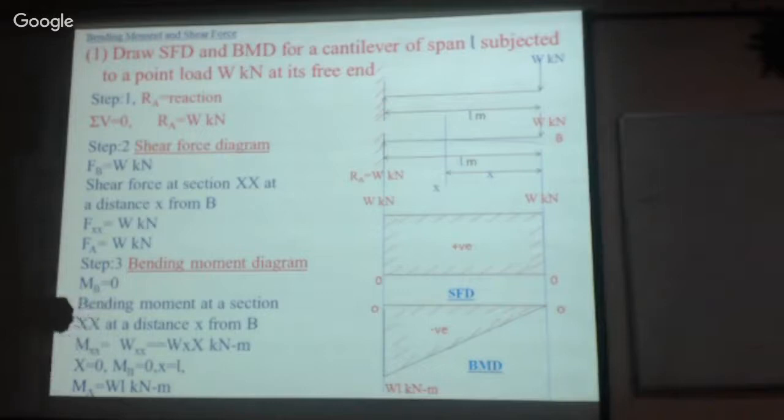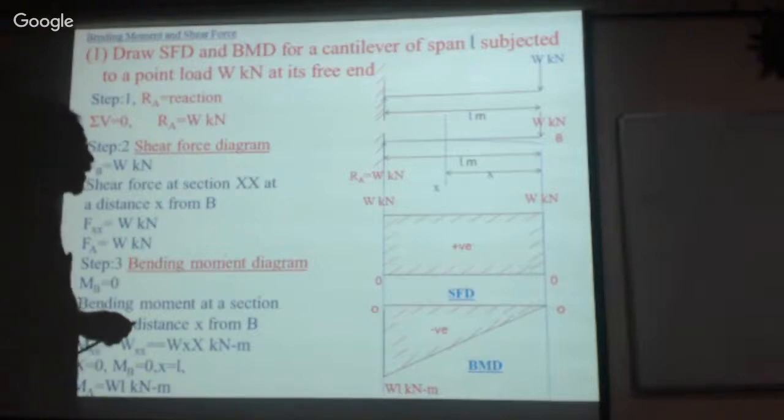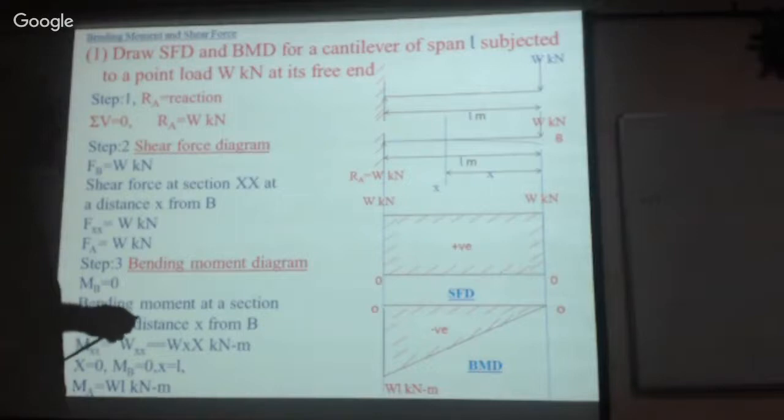And this is step two, calculation of shear force. How to calculate the shear force? Consider a section at any point on the beam from B to A or A to B. The definition says the algebraic sum of all the vertical forces either to the right side or to the left side is the shear force. Let us consider the left hand side section. W kilonewton is acting upward. According to our sign convention, the resultant W is acting upward, therefore it is positive. If we consider the right hand section, the sum of all the vertical forces in this part is W kilonewton, acting downward.